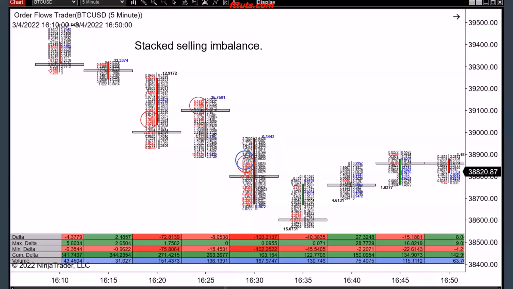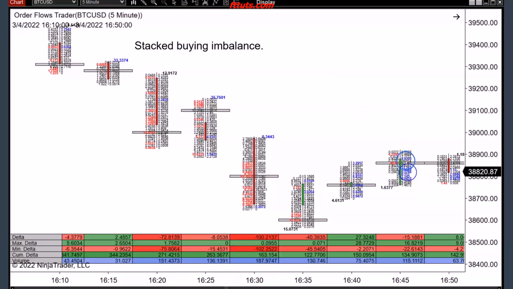Now, if there's space in between them, like here's a selling imbalance and 2 prices lower there's another one, and then 3, 4 prices lower, this is not considered a stacked selling imbalance because they're spread out. Okay, now that's going to be the next thing that we'll talk about.